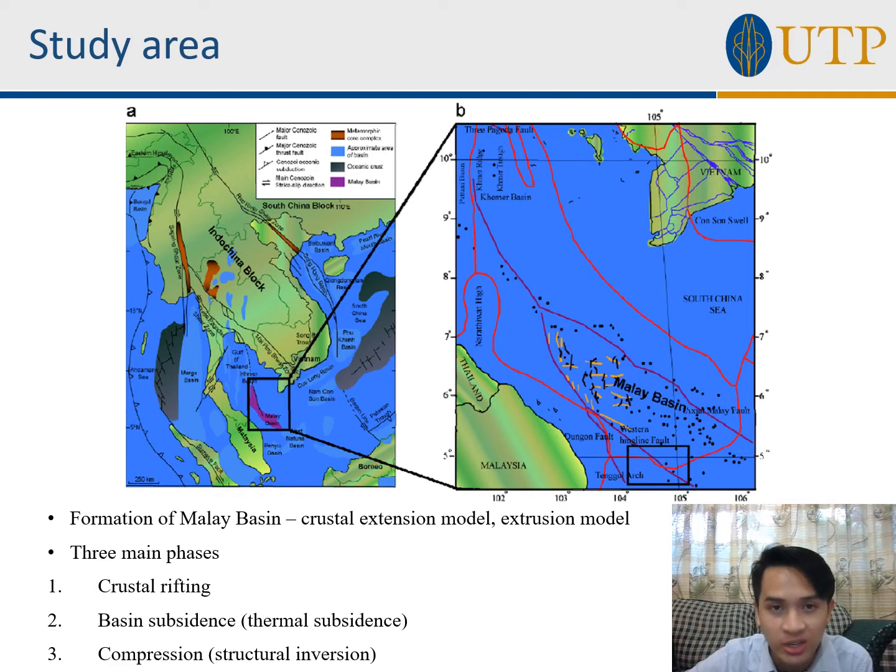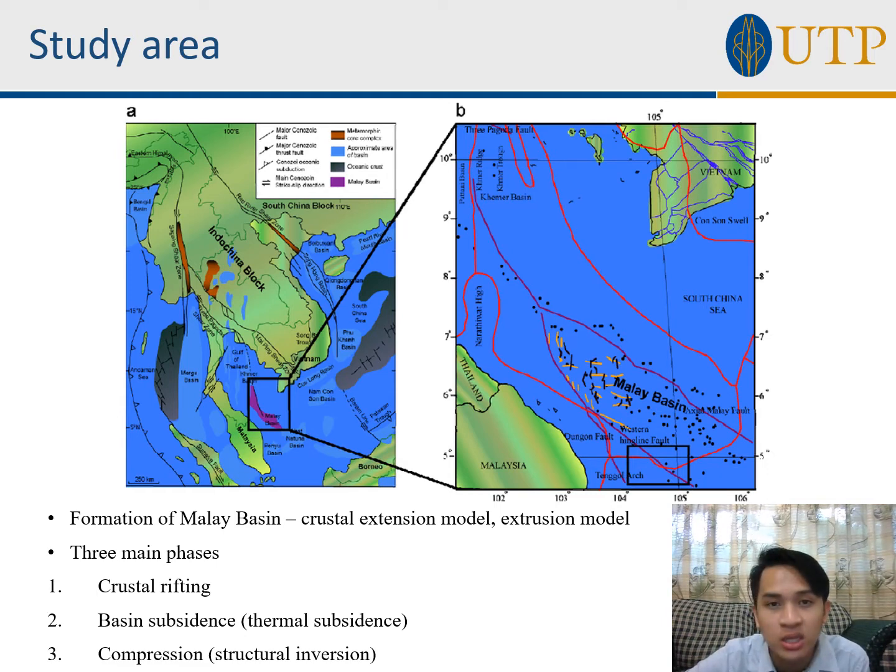Before I start answering the question, I would like to explain in brief about the study area, which is the Malay Basin. Mazlan Madon provided an overview of the structural evolution of the Malay Basin. The formation of the Malay Basin can be explained by a crustal extension model caused by high heat flow, or by a more popular extrusion model by Tapponnier. He suggested that the extrusion model cannot satisfactorily explain the structural trends of Penyu and West Natuna basins.